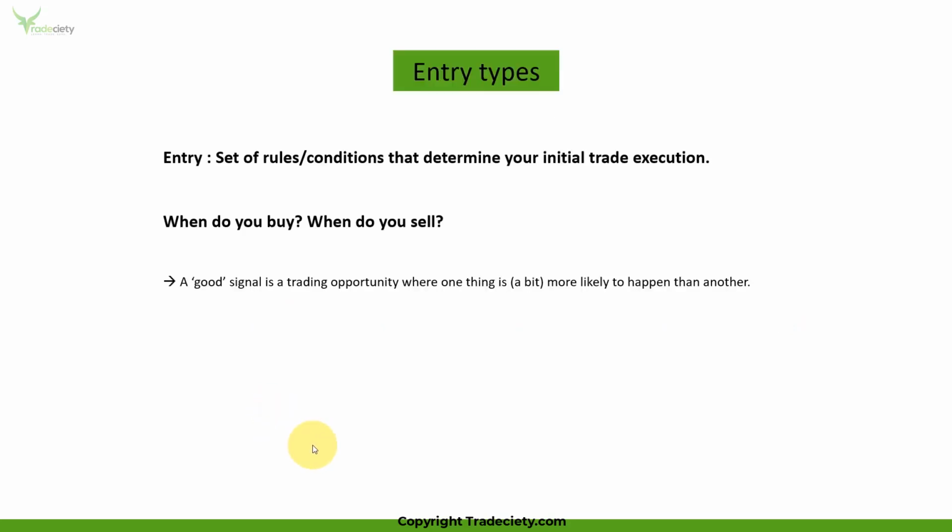That's the first step. And when we look at entries, we can define it as a set of rules or conditions that determine your trade execution. So pretty much, what are the conditions on your charts that need to be met that signal for you now is a good time to buy versus when is a good time to sell, or when is a good time to do nothing because the charts don't have any favorable conditions.